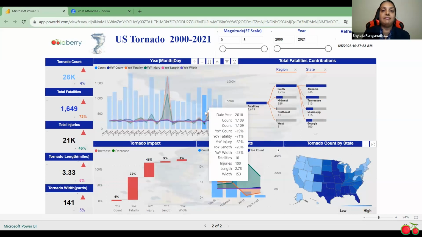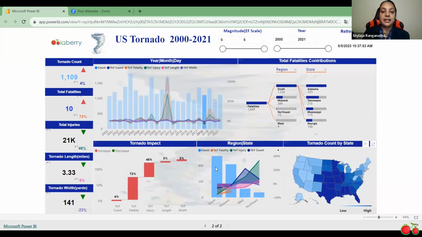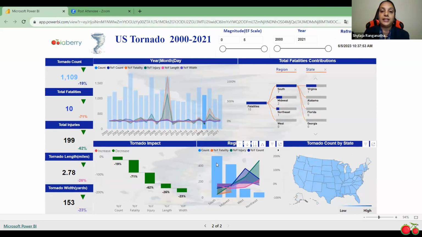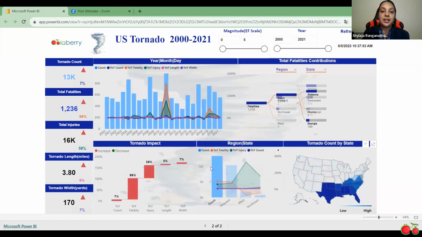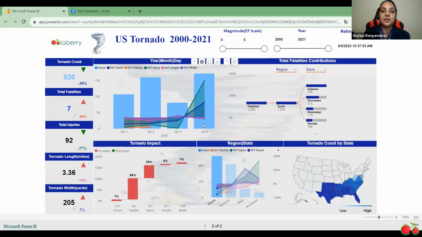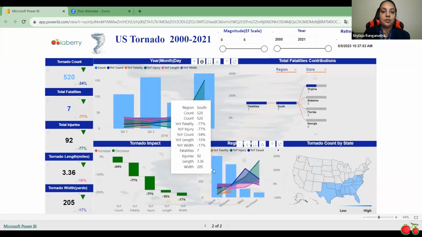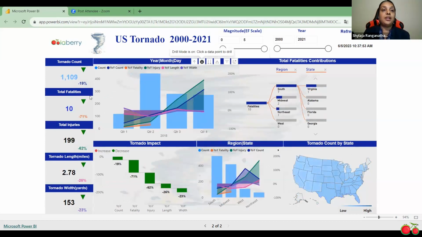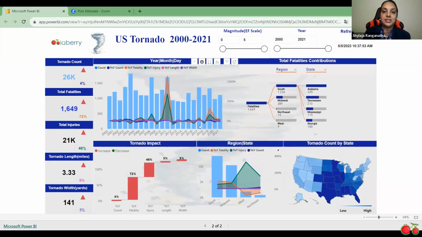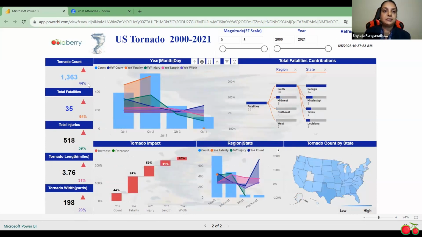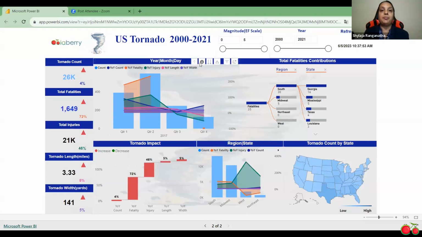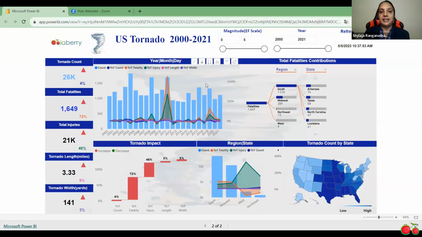Similarly, in 2018, we have another positive insight, especially if you click on any south region. Let me drill down. So in 2018, if I click on the south region, you can see how the year-over-year tornado count, fatalities and injuries are dropping down here. When we compare it to the previous year, which is 2017, all my sub KPI values were increasing. So these are some of the positive and negative insights.